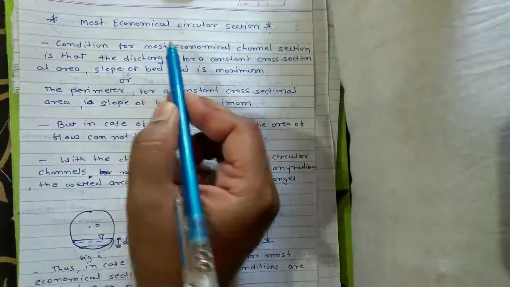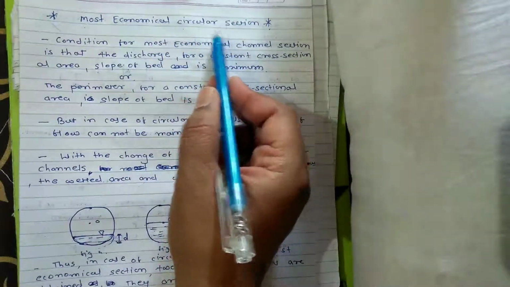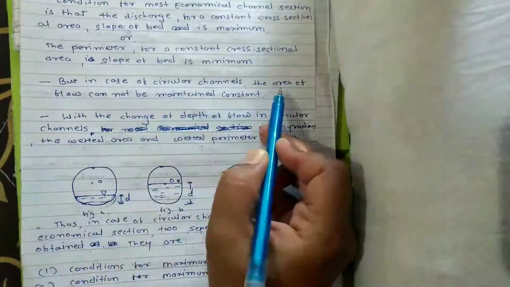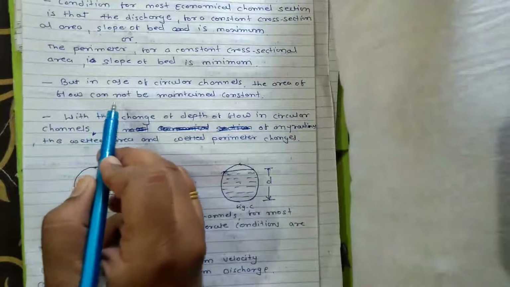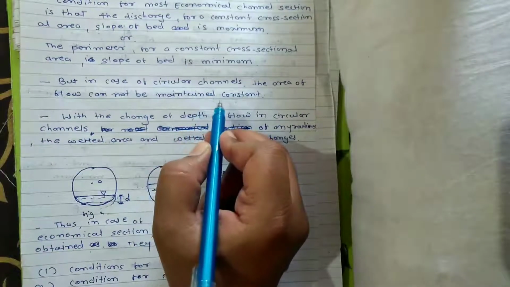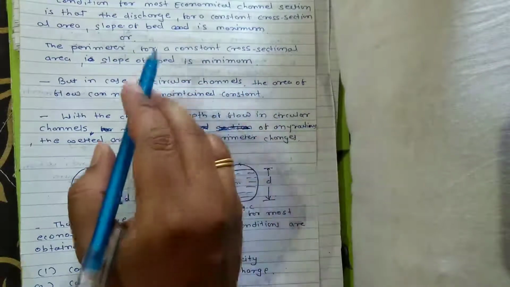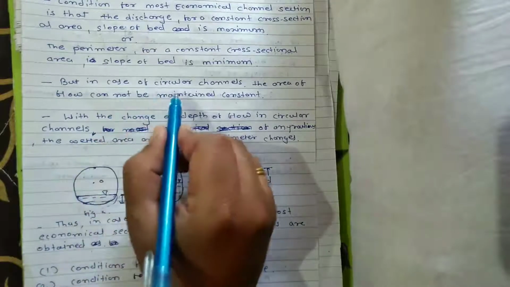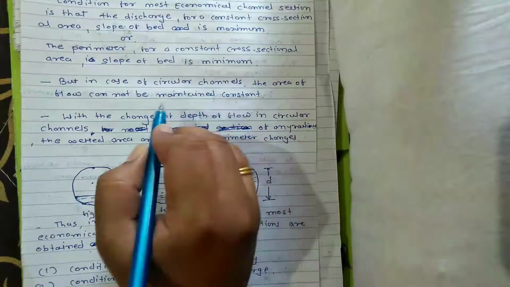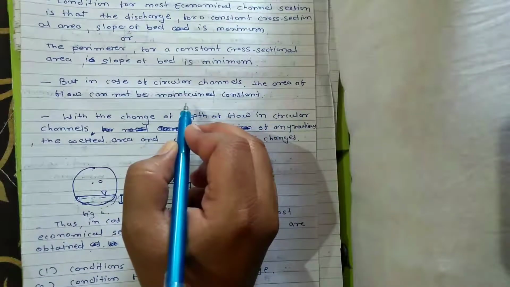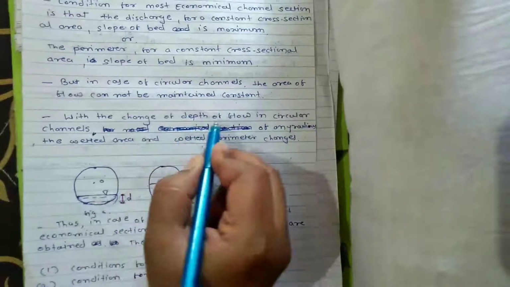But in the case of a circular channel section, the area of the flow cannot be maintained constant. This is a very important point. In other sections the area remains constant, but in a circular channel section, this area is going to change. Why does this area change? Because of the depth of the flow.